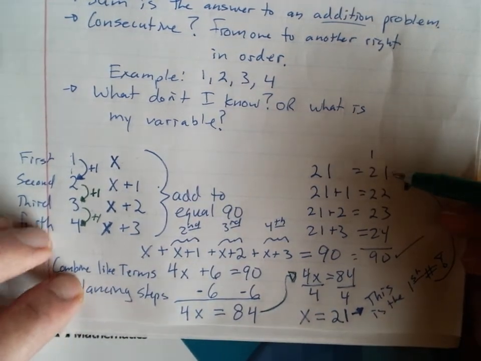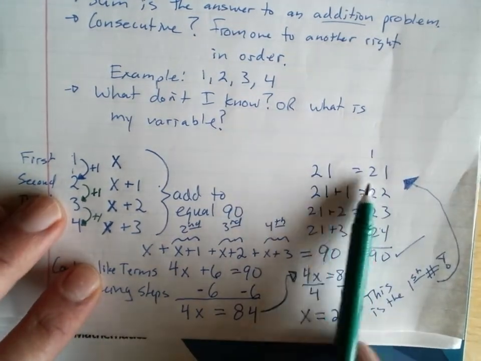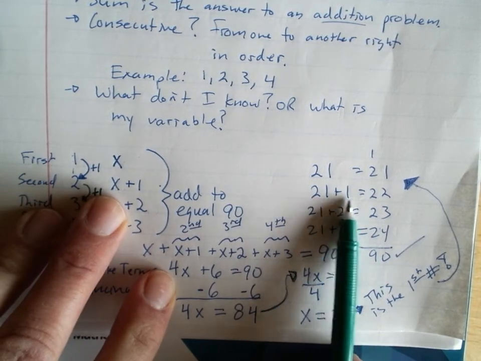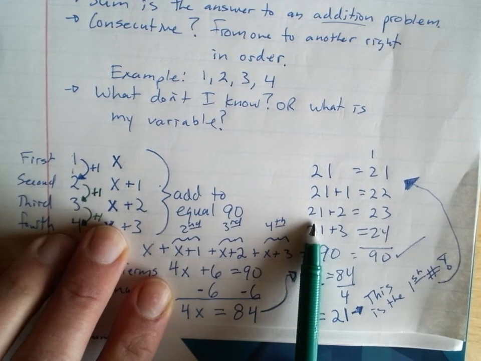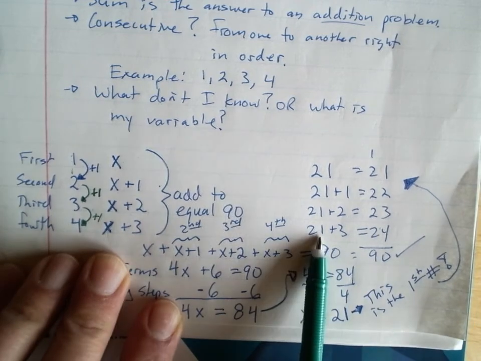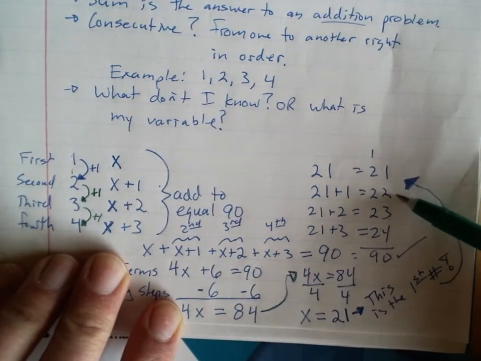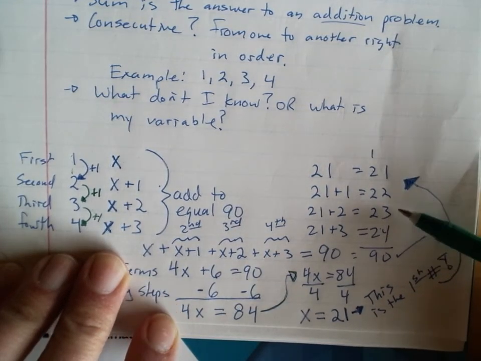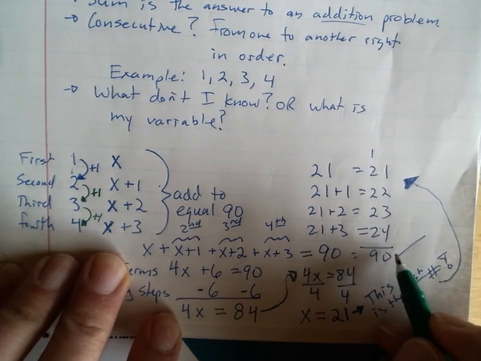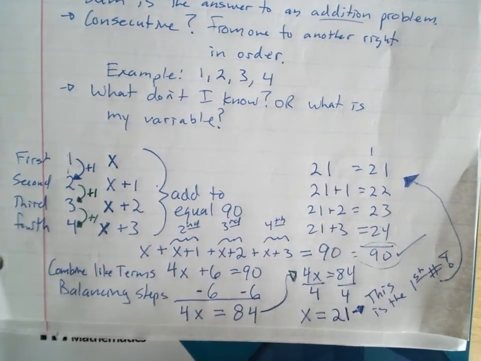Boom. So I made a new chart up here. The second number is going to be 21 plus 1. The third number is 21 plus 2. The fourth number is 21 plus 3. So I have 21 plus 22 plus 23 plus 24. And when you do that addition, it in fact turns out to be 90.